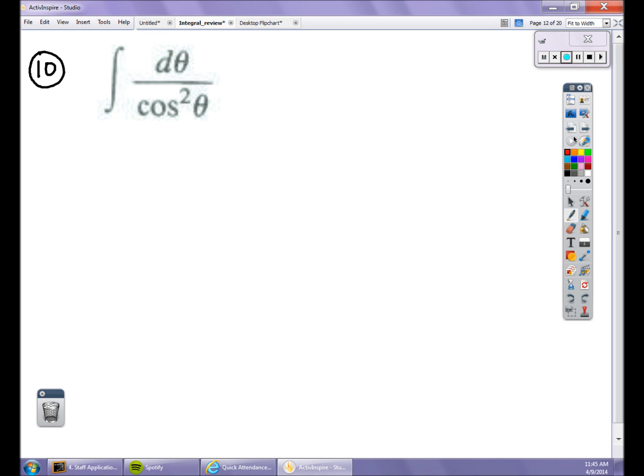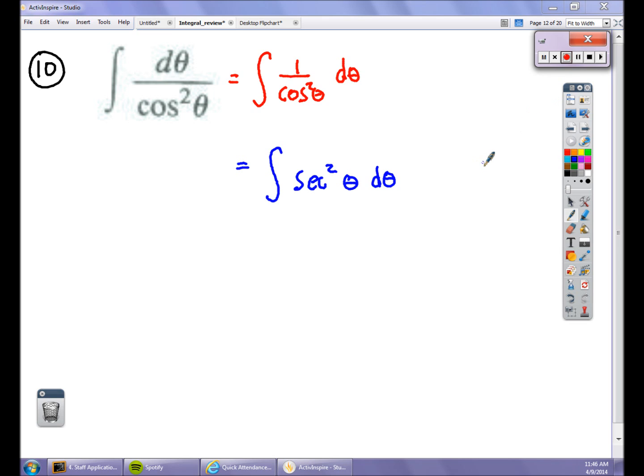Question 10. You will not need substitution on this one, so here's your first hint. I'm going to rewrite it like you see in red. One over cosine squared is secant squared, and I asked you to memorize the integral of secant squared as tangent. Your final answer is tangent theta plus c. No need for substitution, just use some properties to rewrite it, get it into a format that I know.